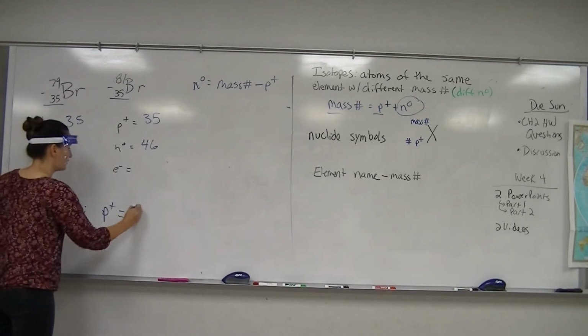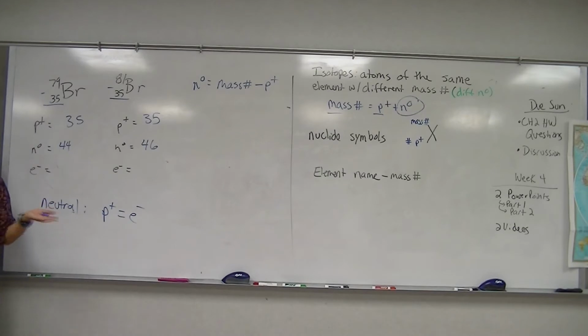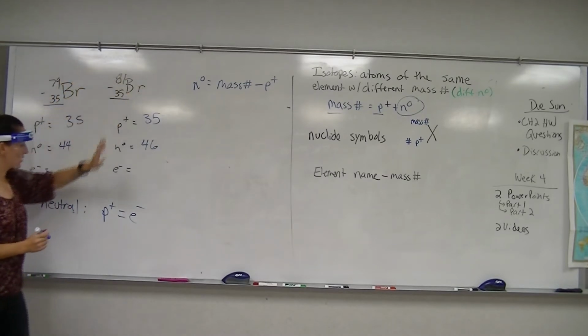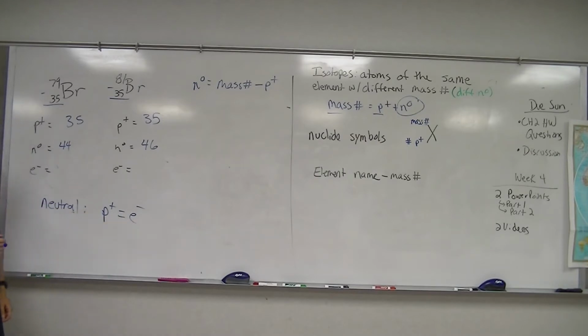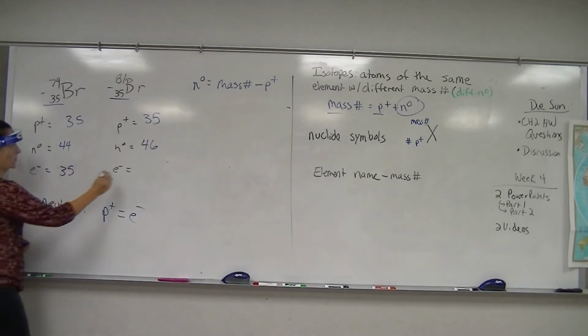How do I know that? Because the pluses and minuses have to be the same to cancel each other out and make an overall zero charge. So if you see no charge here, you can assume that the protons are equal to the electrons. So if you know the protons, you know the electrons. So basically the electrons is 35? Electrons are going to be 35 for both, yes.